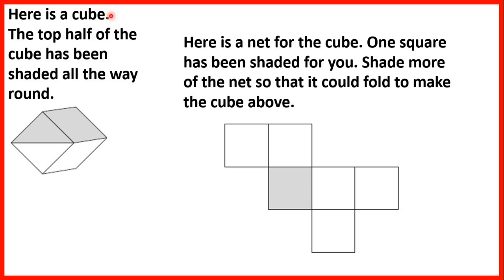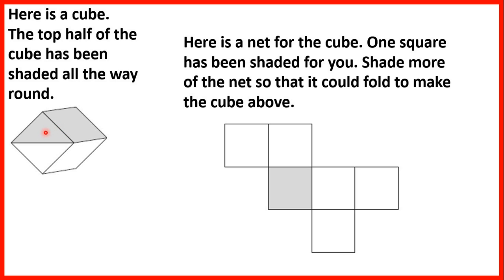Here is a cube. The top half of the cube has been shaded all the way round. Here is the net for the cube. One square has been shaded for you.